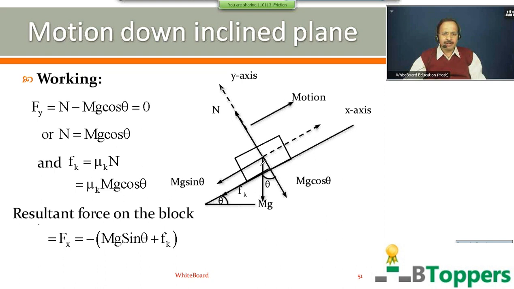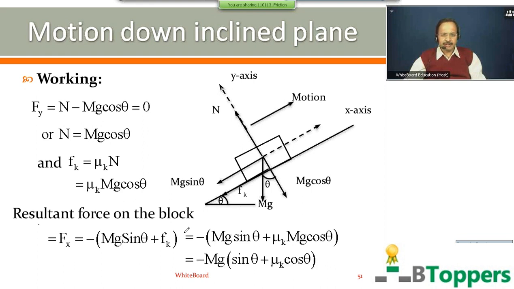The component mg sin theta acts down the inclined plane. Fk represents the magnitude of kinetic friction on the block, which also acts down the inclined plane. So net retarding force on the block down the inclined plane has magnitude mg sin theta plus Fk. But it acts opposite to the direction of the motion of the block, along negative x-axis. So I can put a negative sign outside the brackets. Substitute here Fk equal mu k into mg cos theta on the right side. Then you can take mg common outside. So the resultant force on the block can be written as minus mg into sin theta plus mu k into cos theta. Come on, those who are writing the notes, copy down the notes.